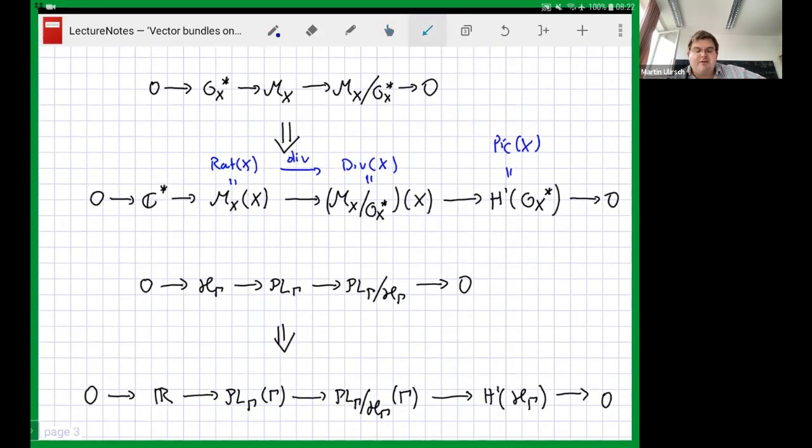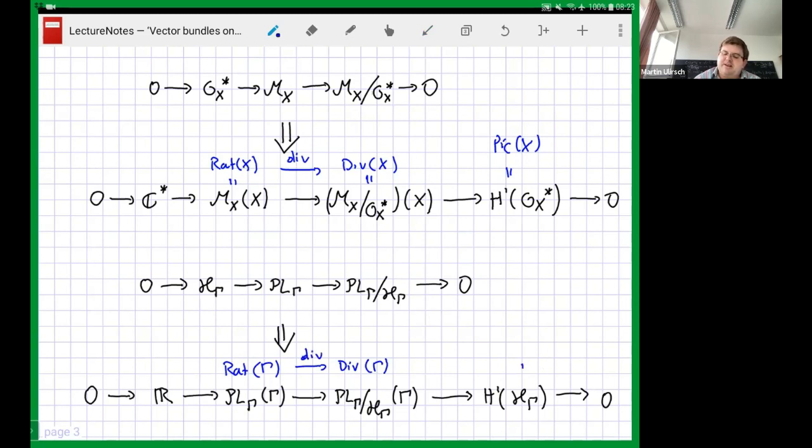So here we have a short exact sequence from H gamma, the harmonic functions, into the piecewise linear functions, and then to the quotient. You write down what this means. Then global harmonic functions are constant. It's an easy exercise to see. Here you end up getting the rational functions on gamma. Here you end up getting something that, if you think about it for a little bit, will turn out to be the same thing as divisors on gamma. And the map here is also the divisor map.